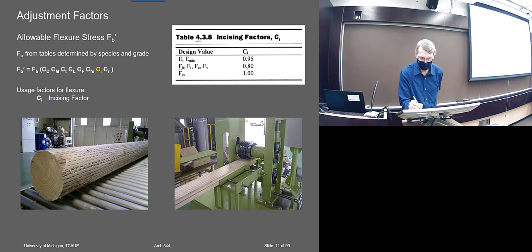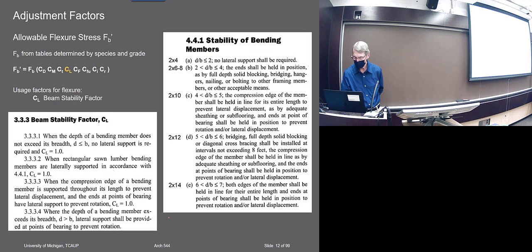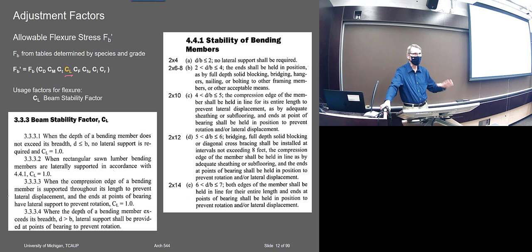Then in bending, they take 20% off, right? You've lost 20% of the strength there. Okay, but at least it doesn't rot. And now, here's the biggie, the stability factor. And this is the one, like I said, you would normally try to brace it well enough that you would not have to use this.